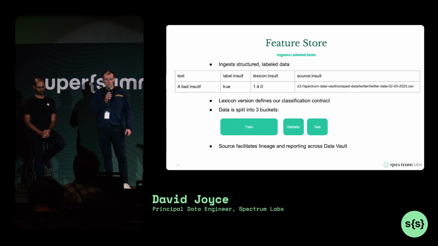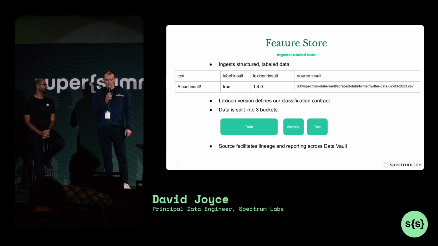into our feature store. We also have a source column. The source column ties back every record to a file in our Data Vault catalog, and this provides us a way to get lineage and also to perform analysis to figure out if we're retrieving too much data for labeling from different sources, different verticals, different customers, etc.